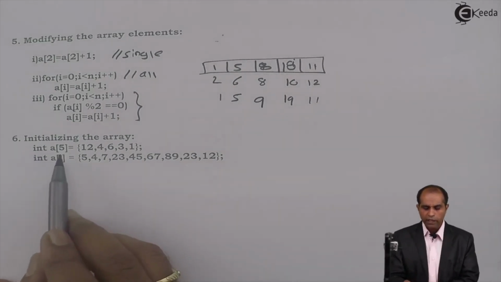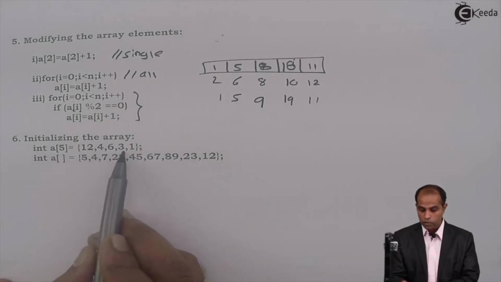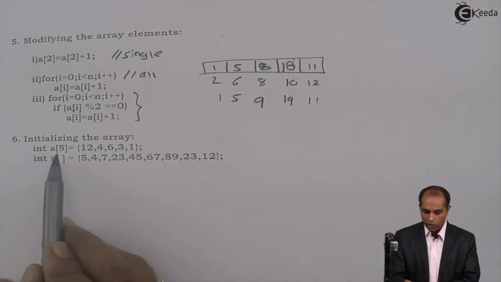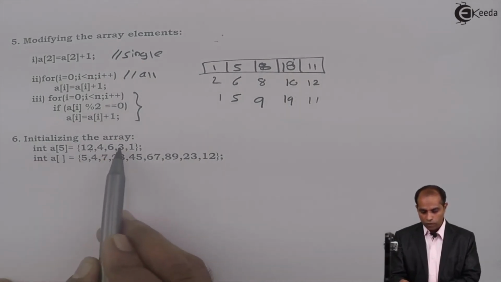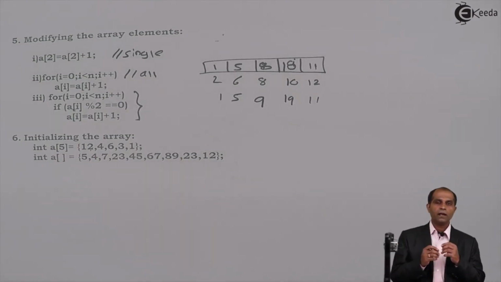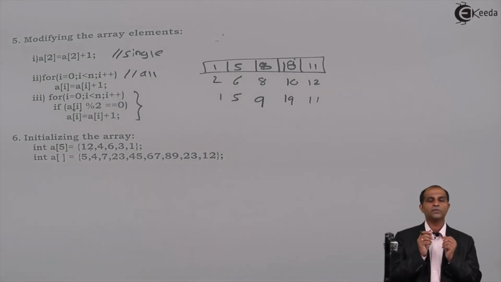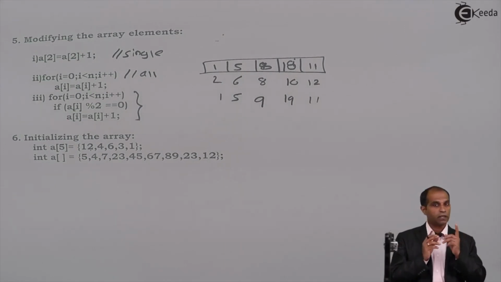When I say int a of 5, this a of 5 can be initialized with these values 12, 4, 6, 3, 1. It means that a of 0 will get 12, a of 1 will get 4, a of 2 gets 6, a of 3 gets 3, a of 4 gets 1. I can declare and simultaneously assign these values. Now, if you just want to allocate values but let the size be decided by the compiler, yes, you can do that.